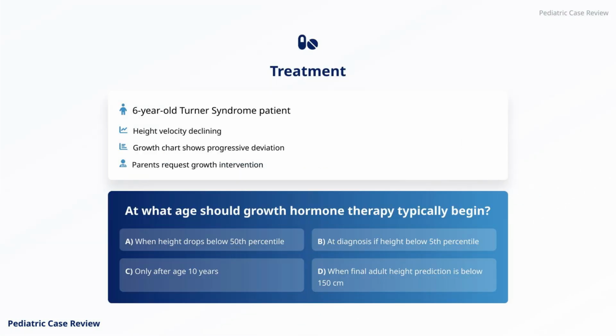A 6-year-old Turner syndrome patient shows declining height velocity with progressive deviation on the growth chart. Parents request growth intervention. At what age should growth hormone therapy typically begin? Option A, when height drops below 50th percentile. Option B, at diagnosis if height below 5th percentile. Option C, only after age 10 years. Option D, when final adult height prediction is below 150 centimeters.